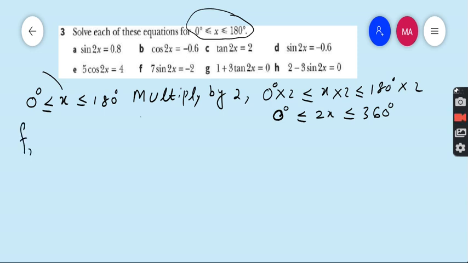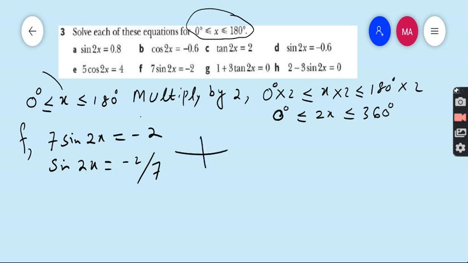Part F is sine 2x equals minus 2 upon 7. And you know sine is negative in the third and fourth quadrants. So the first angle must be greater than 180 and less than 270, and the second angle should be greater than 270 and less than 360. So 2x is equal to sine inverse of minus 2 upon 7.